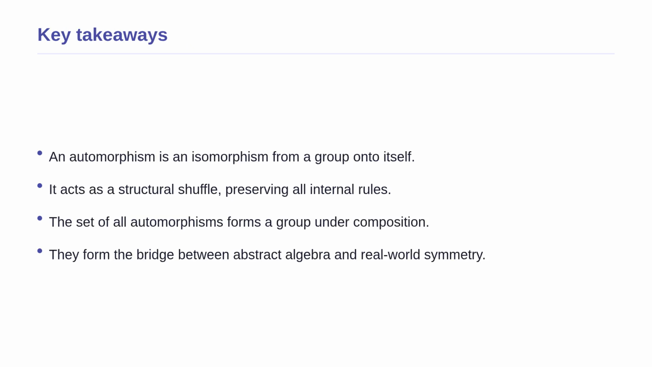Let us review what we have learned today. An automorphism is simply an isomorphism from a group to itself. It acts as a structural shuffle, rearranging the elements without changing the underlying rules of how they combine. We also saw that the set of all automorphisms forms its own group under function composition. By studying these mappings, we gain deep insights into the internal architecture of mathematical systems. You now understand the core concept that forms the bridge between abstract algebra and the real-world study of symmetry.